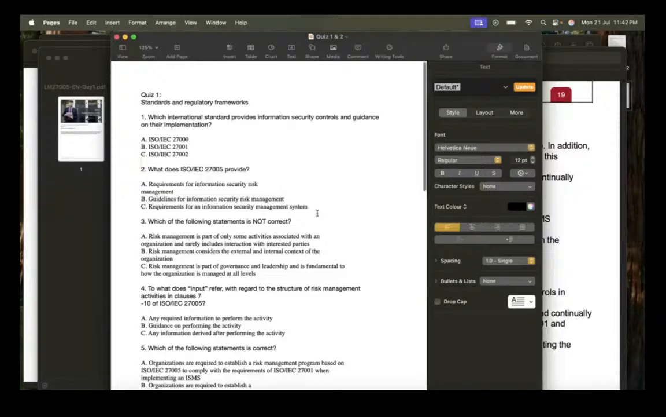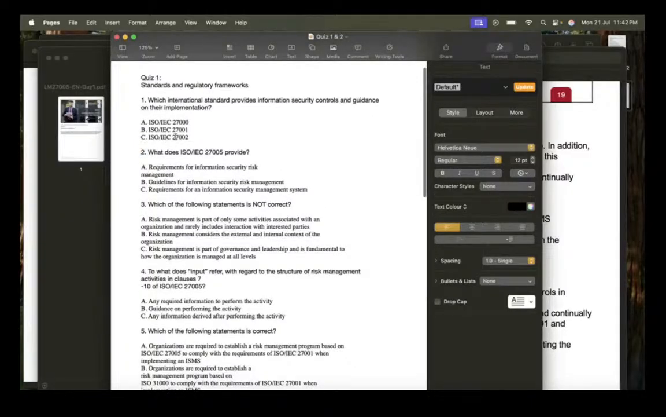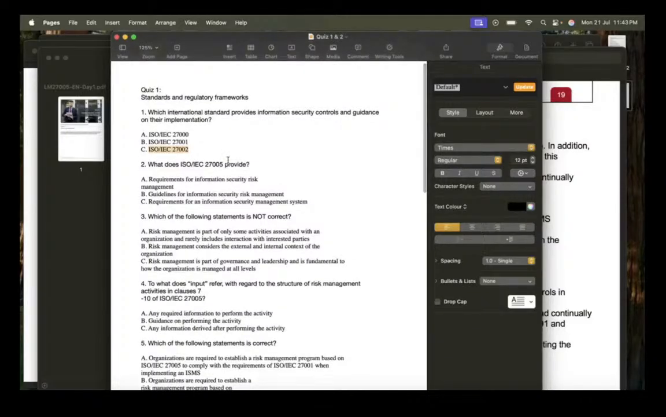So in this case, if you remember, I think we should go with 27,002 because it clearly says that it provides information security controls and guidance on their implementation. Okay, so here we should go with ISO IEC 27,002. Yeah, so we can move ahead.